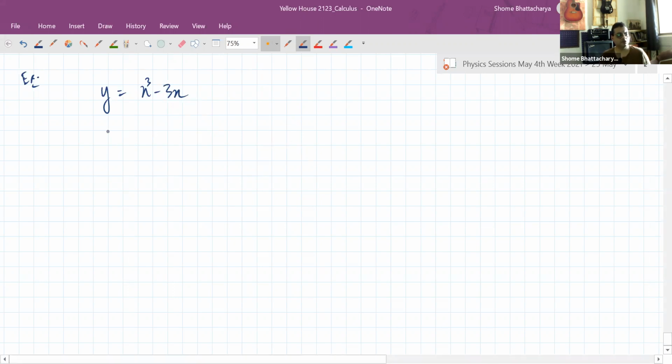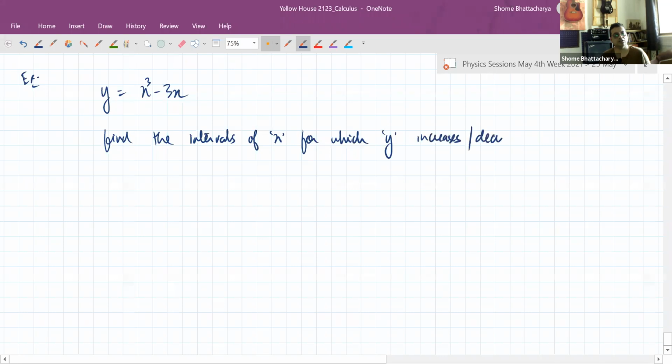It should decrease in a certain interval of x, and again it should increase in a certain interval of x later. So if we want to find the interval of x for which y increases or decreases, then we can do the simple exercise that y being x cube minus 3x, the rate of change dy by dx you will get by differentiating this.